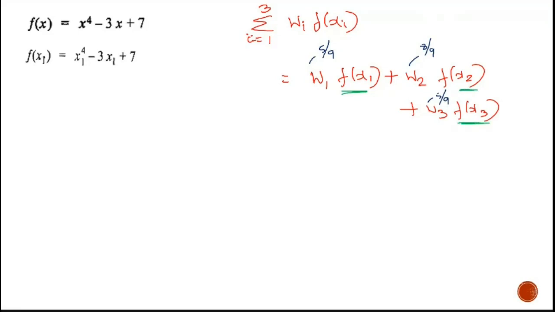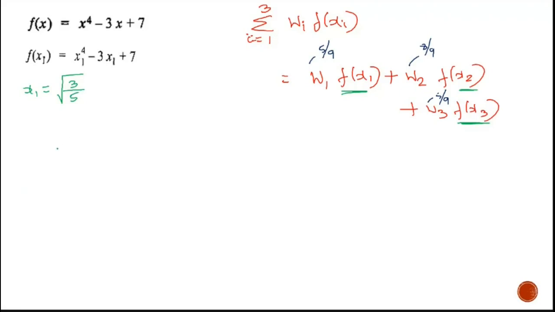Okay, so first let us identify f(x1). If I want f(x1), I will put everything as x1. So x1 power 4 minus 3 x1 plus 7. Okay, you know what my x1 is. So it is root 3 by 5.